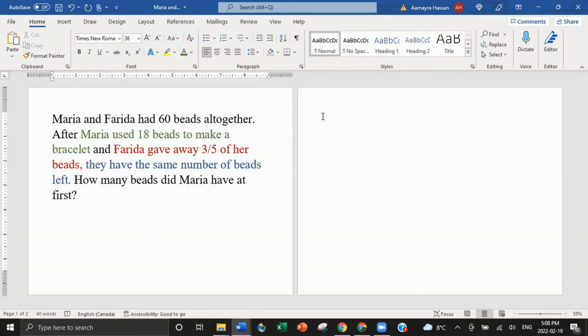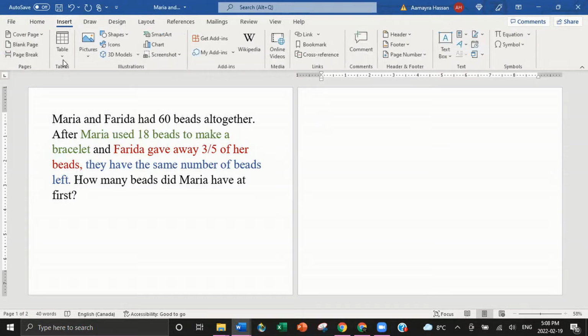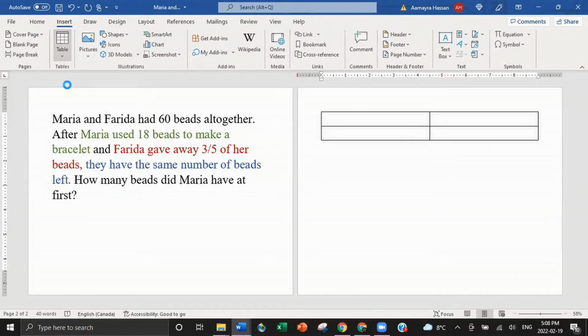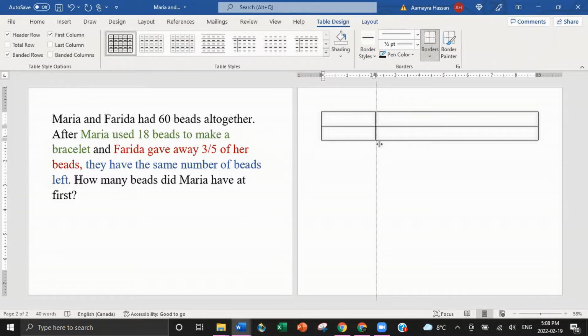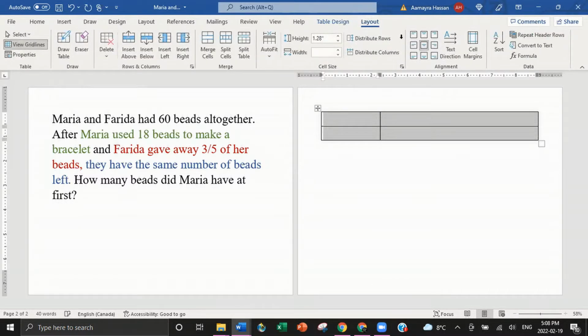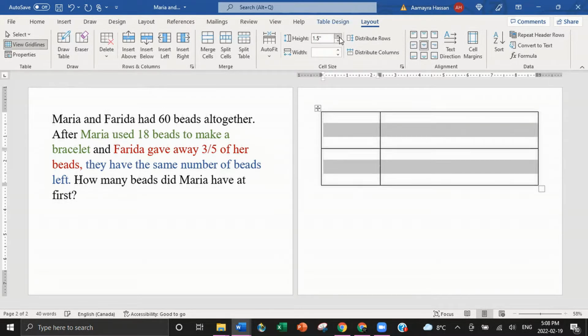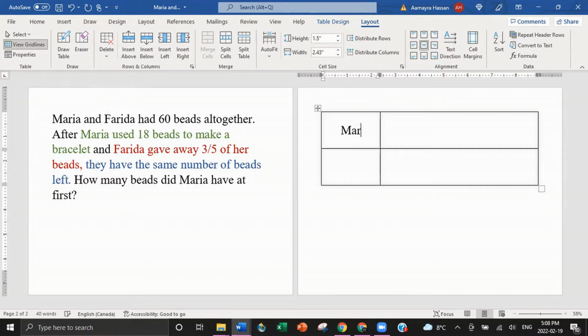Okay, to do this problem, I'm going to make a table that represents Maria and Farida's beads. Okay, that seems good enough. We'll put Maria and Farida on the table. And now we need a way to represent the number of beads.